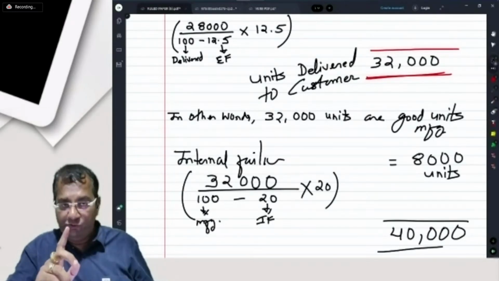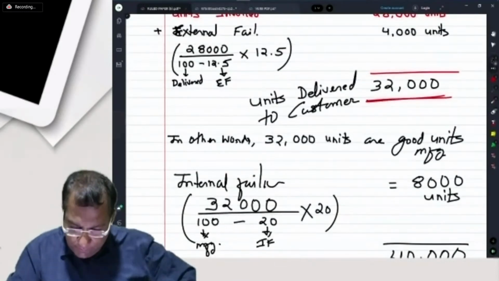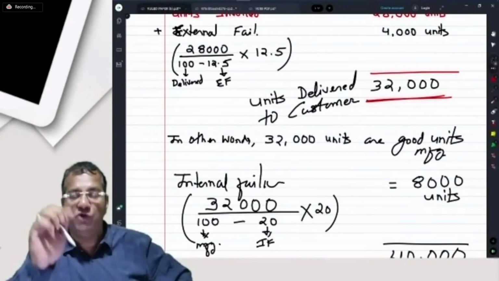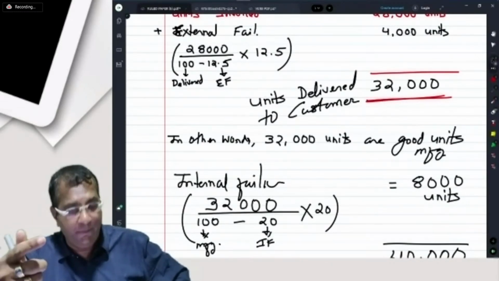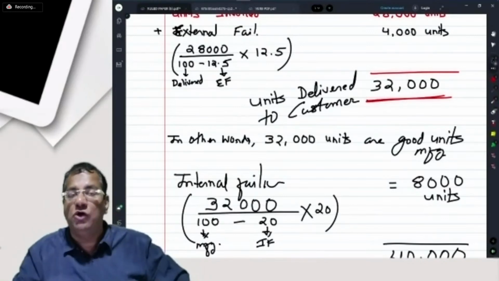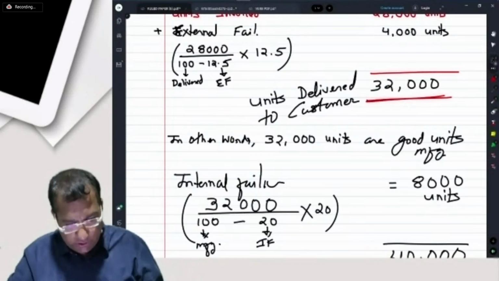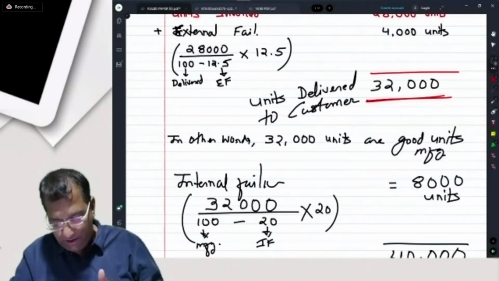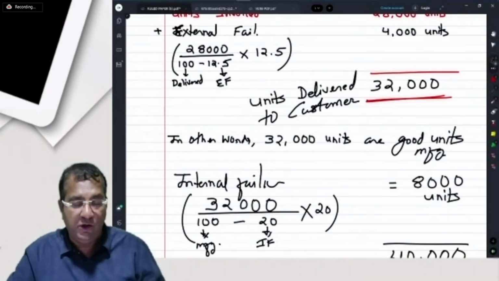Keep in mind one more point we have discussed: on these 4,000 units, the loss on 4,000 external units will be comparatively higher on a per unit basis as compared to the loss per unit on 8,000 units, because on both the units, 4,000 external failure and 8,000 internal failure, manufacturing cost will be incurred, so it's a loss.